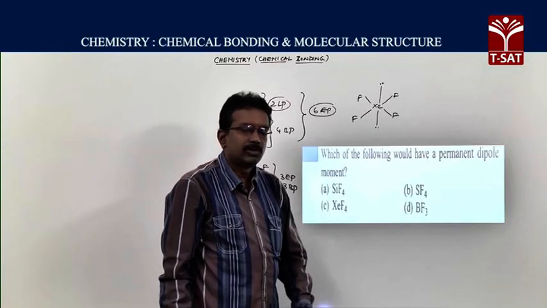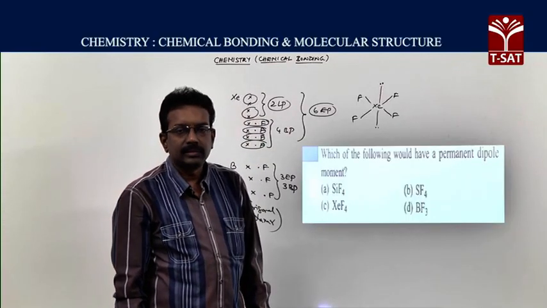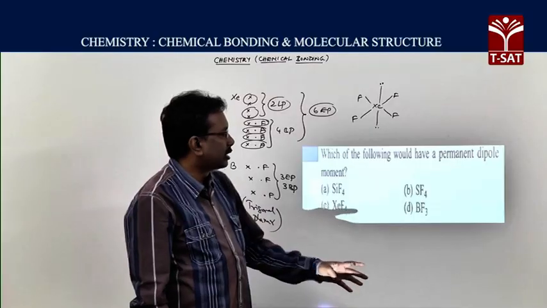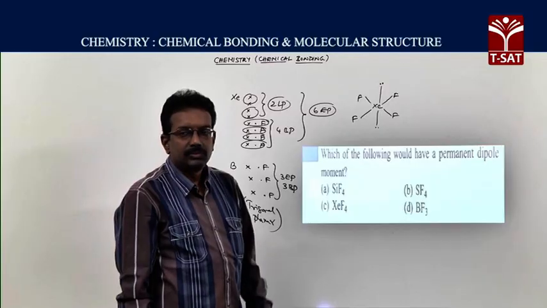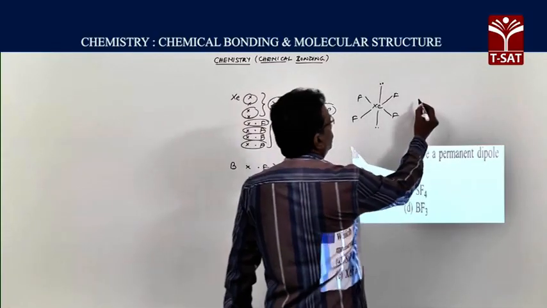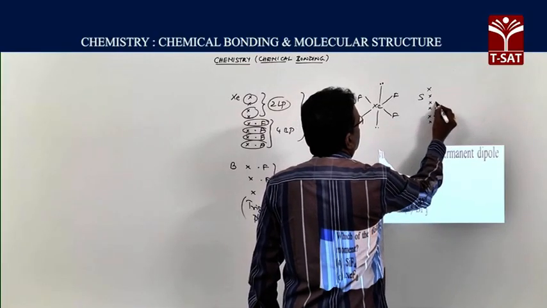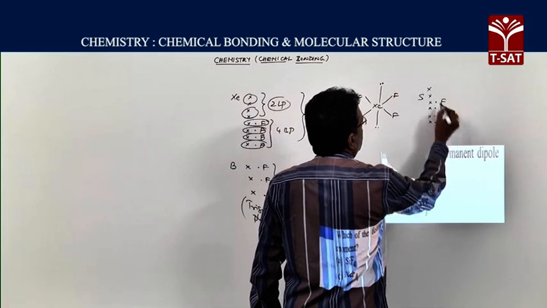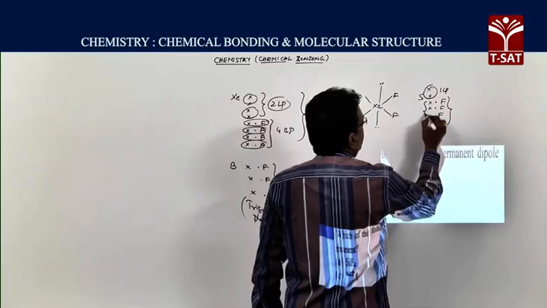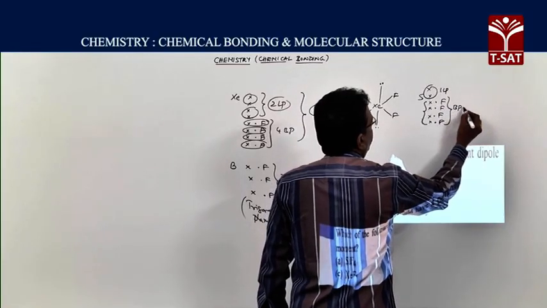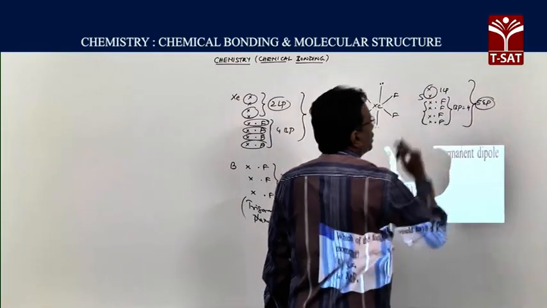But if you observe the SF4 molecule, sulfur contains 6 electrons, and 4 fluorines are there. So out of 6 electrons, 4 electrons are involved in bonding with 4 fluorine atoms, and thereby we get 4 bond pairs. So sulfur has 6 electrons available and 4 fluorines, and this is the lone pair. So overall, bond pairs 4, lone pairs 1, means totally we have 5 electron pairs.